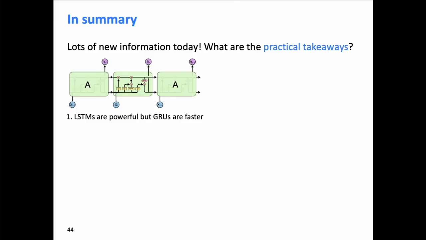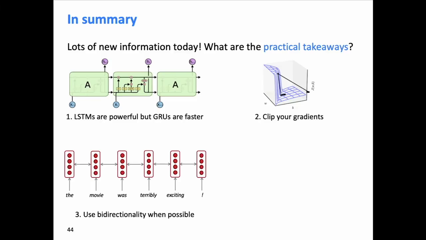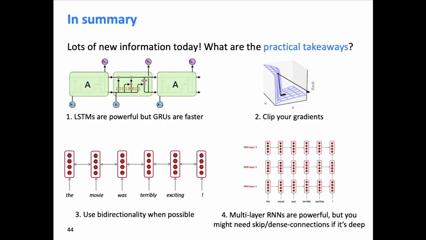the only difference that is consistently the same is that GRUs are faster than LSTMs. The next one is that you should probably clip your gradients, because if you don't clip your gradients, you're in danger of walking off cliffs and then ending up with NaNs in your model. The next tip is that bidirectionality is useful if you can apply it. Basically, anytime you have access to the entire input sequence, you can apply bidirectionality, so you should probably do that by default. And then the last tip is that multi-layer RNNs are pretty powerful. Again, you should probably do that if you have enough computational power to do so. But if you're going to make your multi-layer RNN pretty deep, then you might need skip connections. All right, thanks.